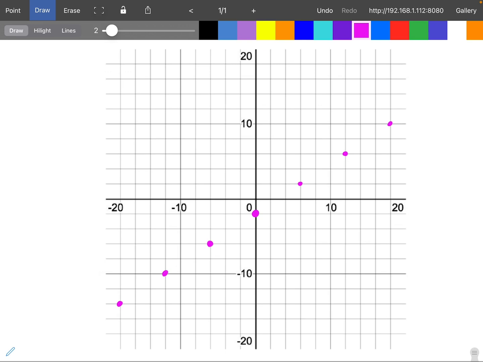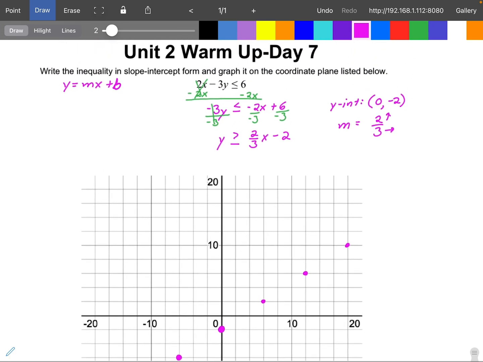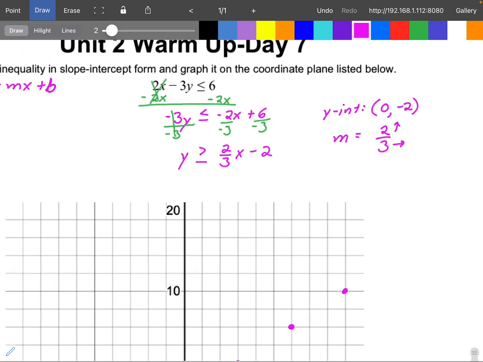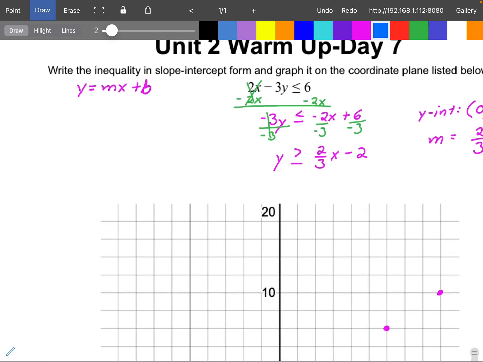Now, I know that I need to connect those points, but when I go to graph an inequality, I need to make sure that I remember whether I'm going to connect them using a solid or a dotted line, and that is based on this symbol right here. So not whether it's greater than or less than, but does it have that equal to bar under it or not? So we're going to write this down.